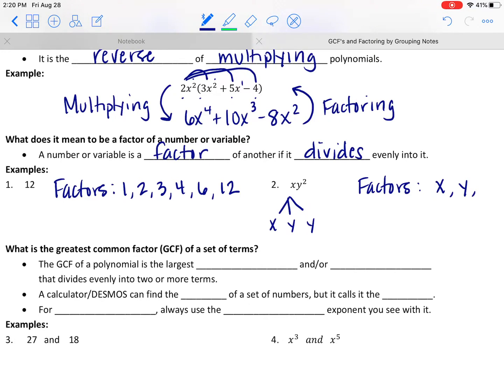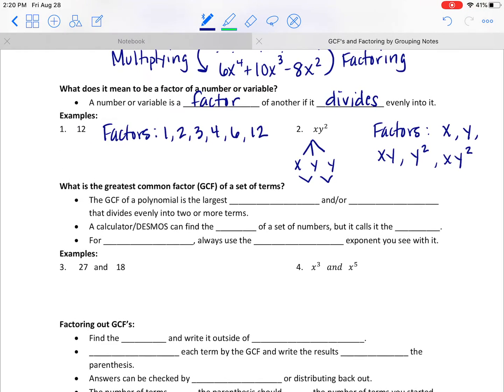So for example, I could multiply x and y and say that xy has to be a factor, or I could multiply y and y and say that y squared has to be a factor, right? Or I could multiply the entire thing and say that xy squared has to be a factor. Okay, so that means x, y, xy, y squared, and then xy squared, all of those would divide evenly into xy squared. Okay, so that's the concept of a factor.